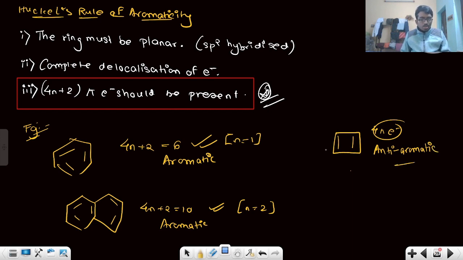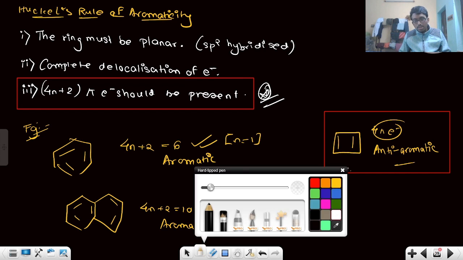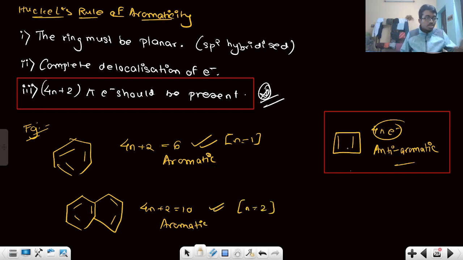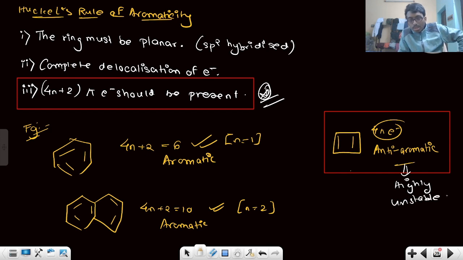What is anti-aromatic? If 4n number of pi electrons are present, it is anti-aromatic, which is highly unstable. This is why anti-aromatics are very badly stable. Non-aromatics are still more stable than these anti-aromatic ones. So please remember, because they can ask a tricky question: 4n pi electrons will be anti-aromatic. 4n plus 2 pi electrons is going to be aromatic, and if it does not satisfy both conditions, it is non-aromatic. Clear or not clear?